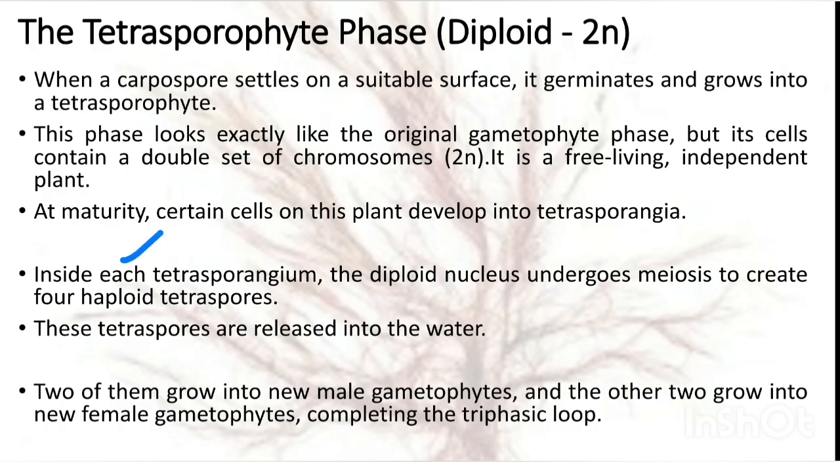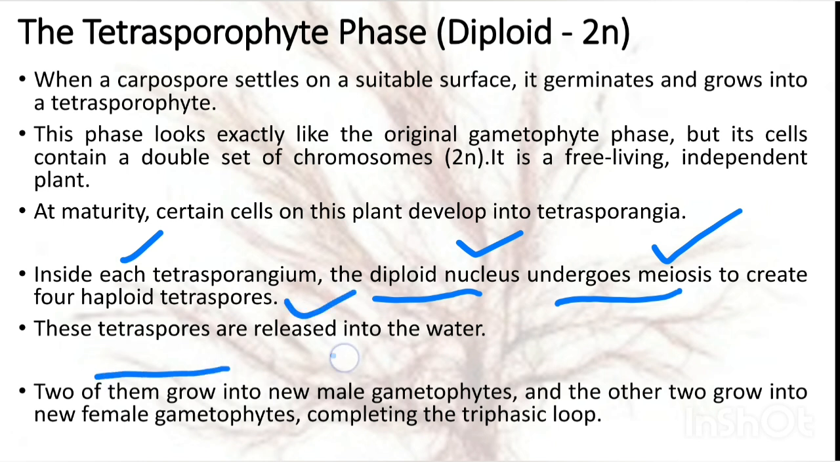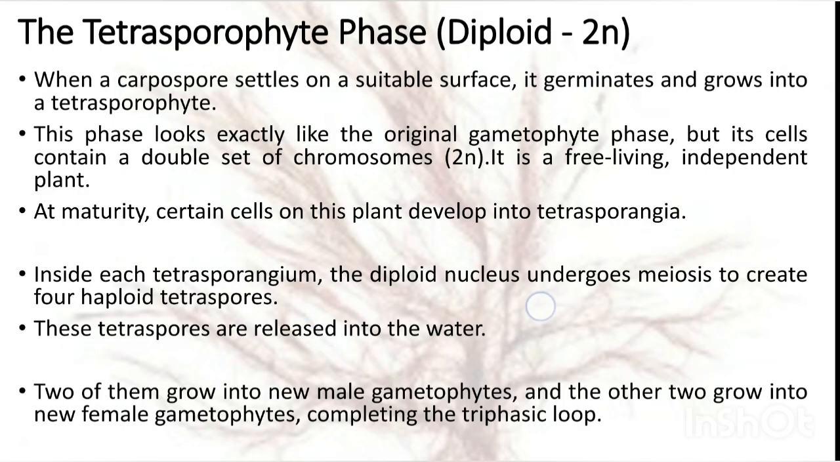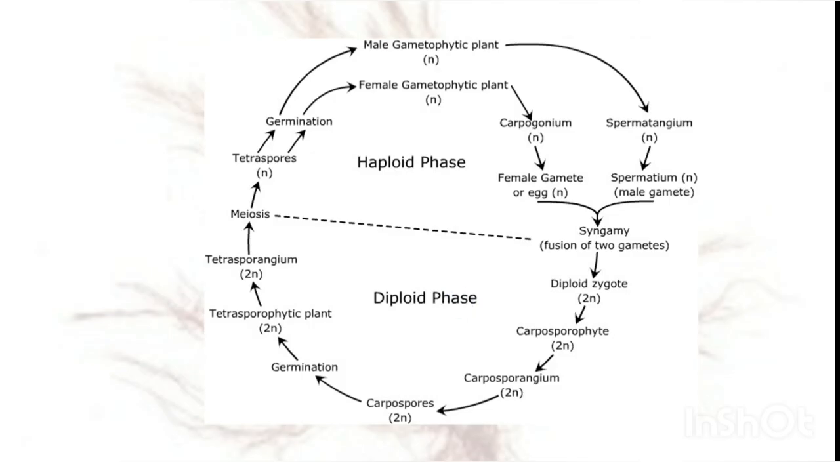Inside each tetrasporangium, the diploid nucleus undergoes meiosis to create 4 haploid tetraspores. These tetraspores are released into the water, and 2 of them grow into new male gametophyte and 2 grow into female gametophyte, completing the triphasic loop. Okay. So with this, 3 phases of Polysiphonia complete.